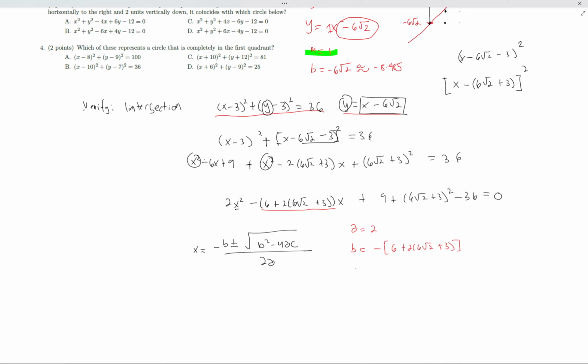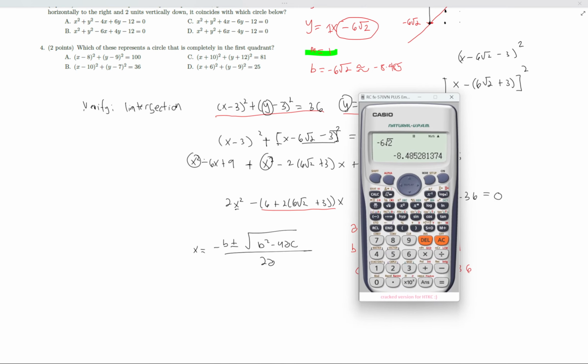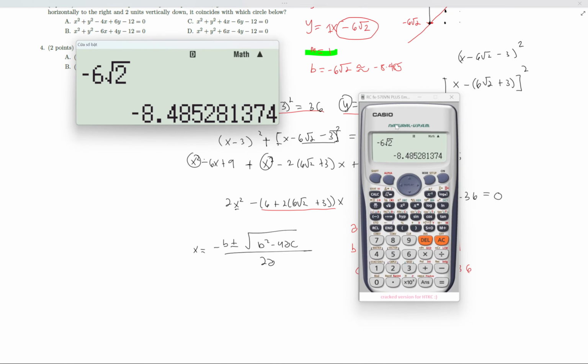Now for letter c, we can write this as just the sum of these values right here: 9 plus 6 square root of 2 plus 3 squared minus 36. Now, what we will do is to either simplify this and plug this all in. But what I find is it's much easier if you just use your calculator to do the job. Okay? So in this case, let me grab our calculator right here.